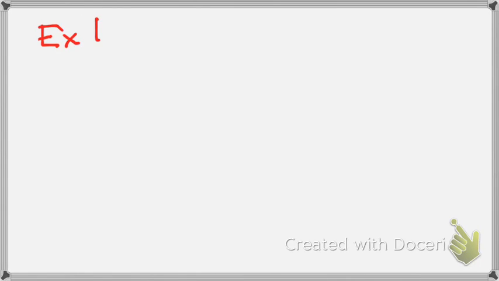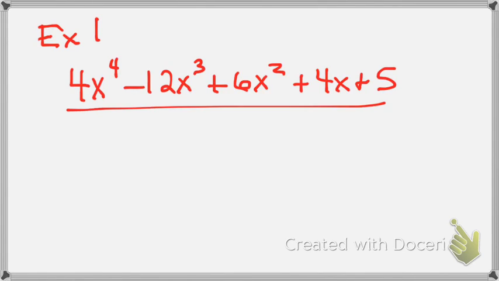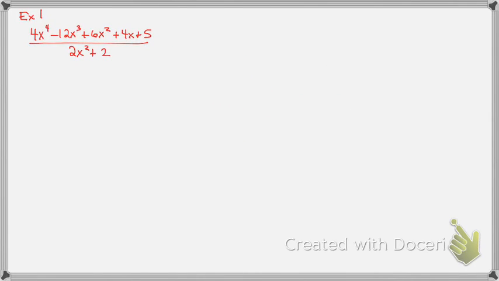We want to take 4x to the 4th minus 12x cubed plus 0x squared plus 4x plus 5, and we want to divide it by 2x squared plus 2. Okay? So we're dividing a polynomial. All right, so to do this, we're going to put it in a long division format. So I'm going to shrink that down so I've got room here.